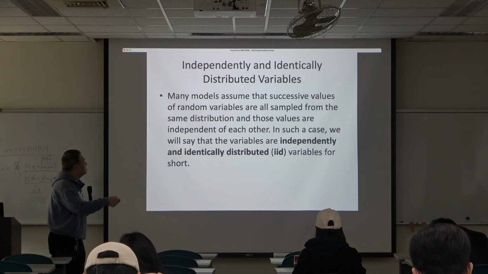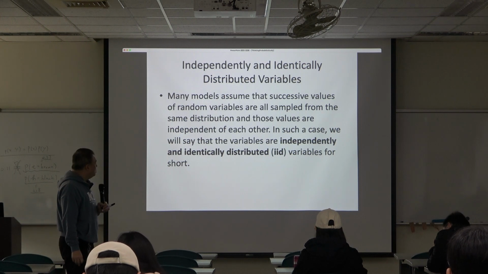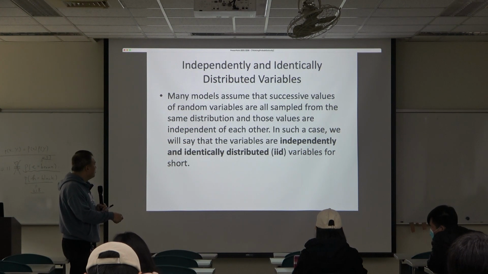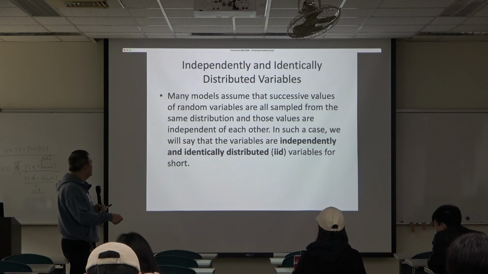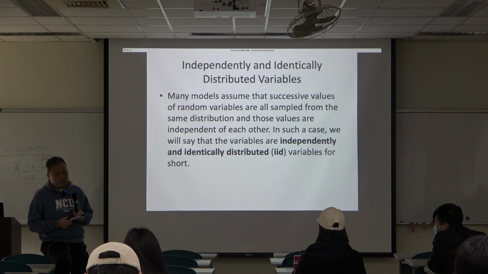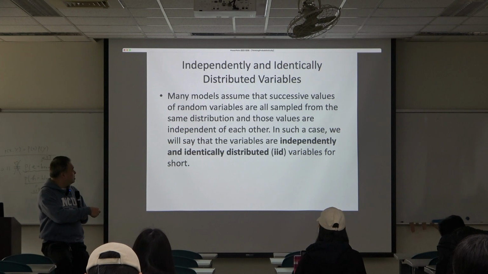So in this assumption, we normally say the variables are independently and identically distributed, abbreviated as IID. They are IID variables. This is a technical term used in statistics very often. Of course, this is not always the case.